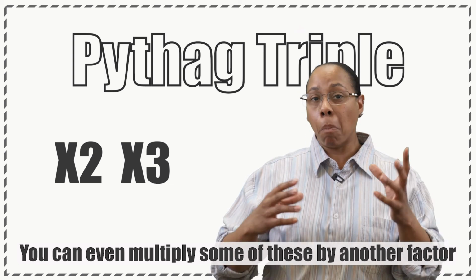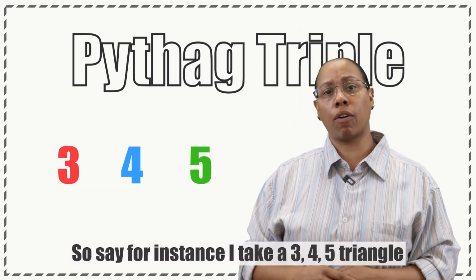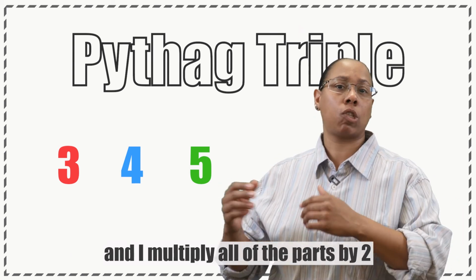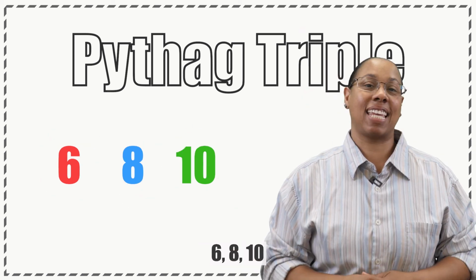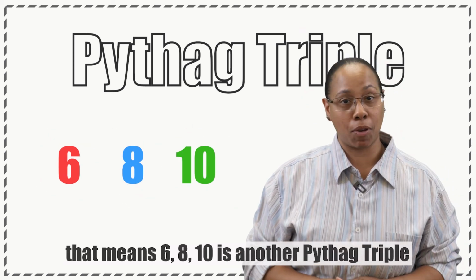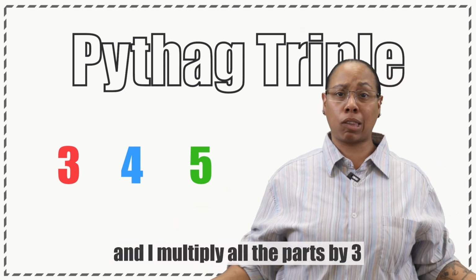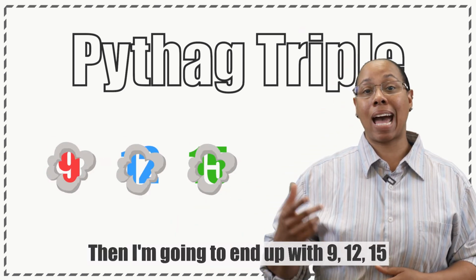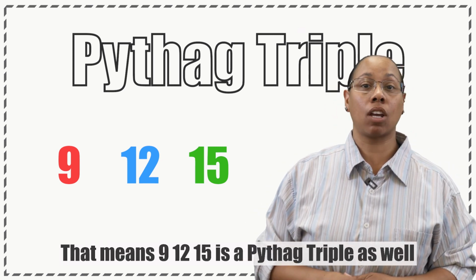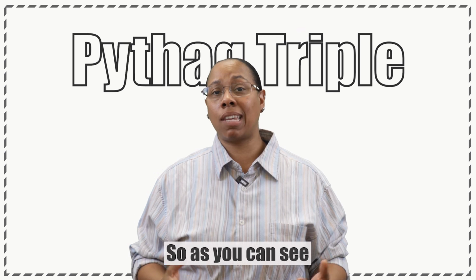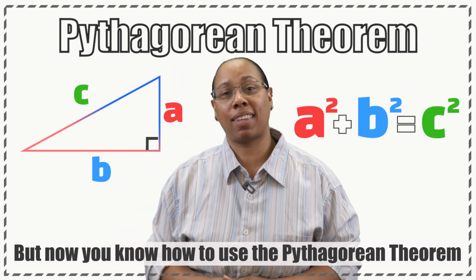You can even multiply some of these by another factor. So say for instance I take a 3, 4, 5 triangle and I multiply all of the parts by 2. What am I going to end up with? You got it, 6, 8, 10. That means 6, 8, 10 is another Pythag Triple. So say I take a 3, 4, 5 and I multiply all the parts by 3. Then I'm going to end up with a 9, 12, 15. That means 9, 12, 15 is a Pythag Triple as well. So as you can see, there's a pretty long list of Pythag Triples. But now you know how to use the Pythagorean theorem.